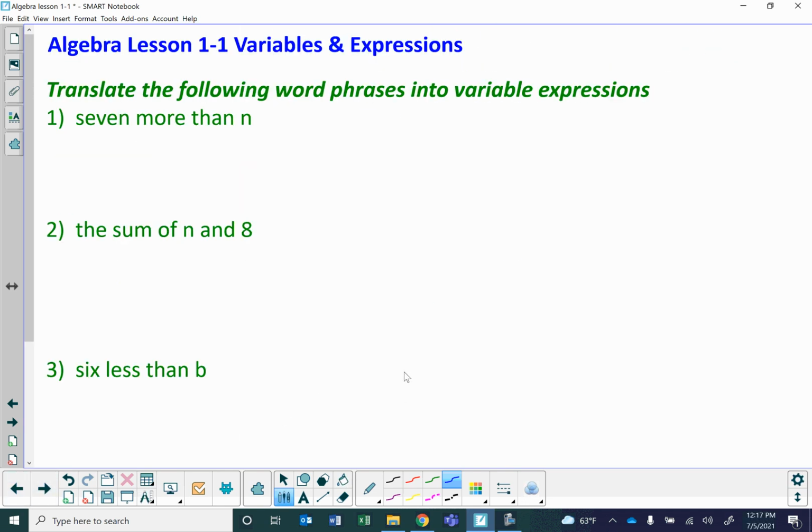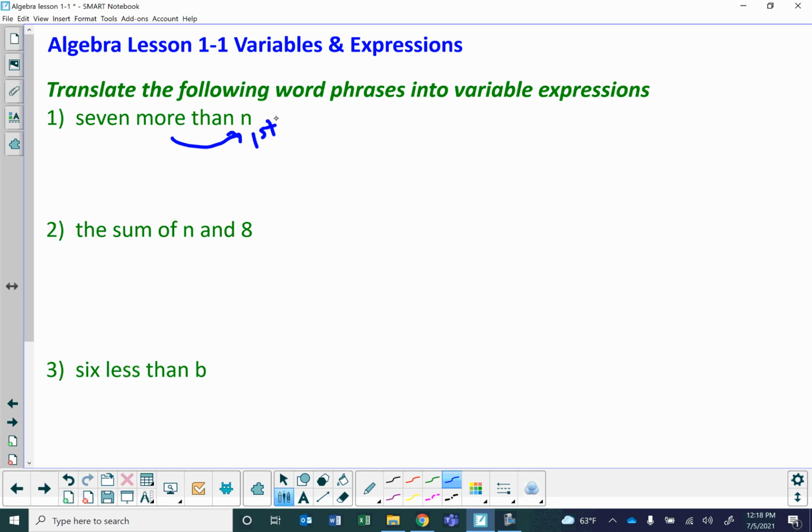Now, we need to learn to translate word phrases into variable expressions. And it's really, really important that you pay attention to the order in which things are given. If I say 7 more than n, that means n comes first. That means n over here came first in my equation. If I say that my brother is 3 years more than I am, that means he was born first. The phrase more than or less than implies that whatever comes after the word than actually comes first in the equation.